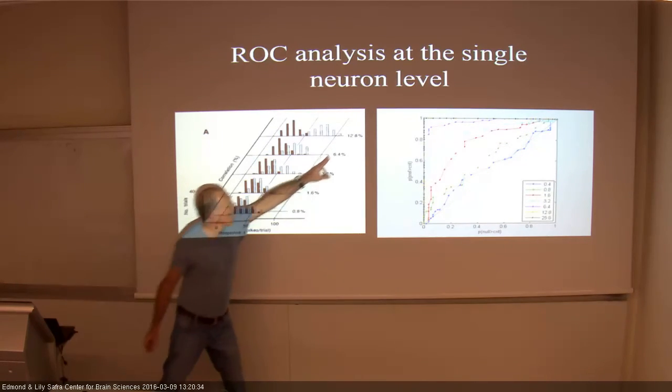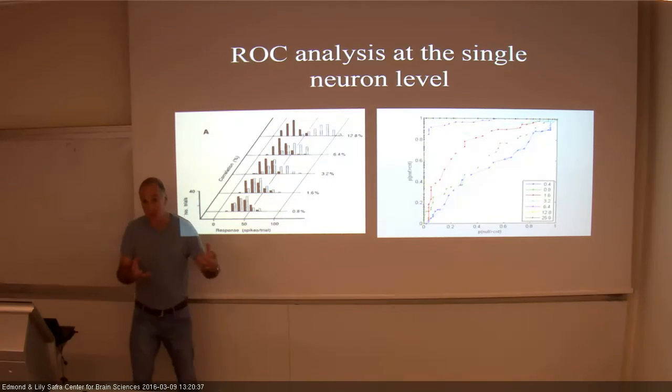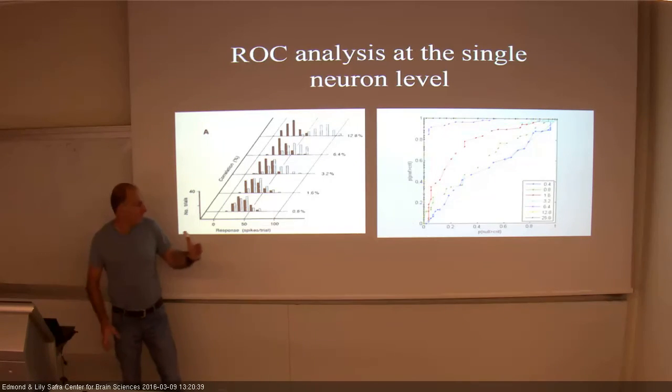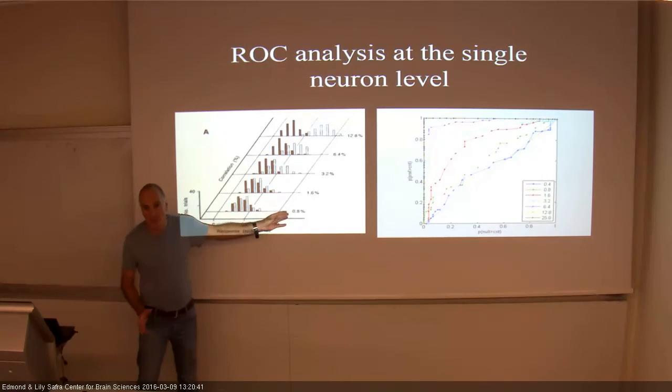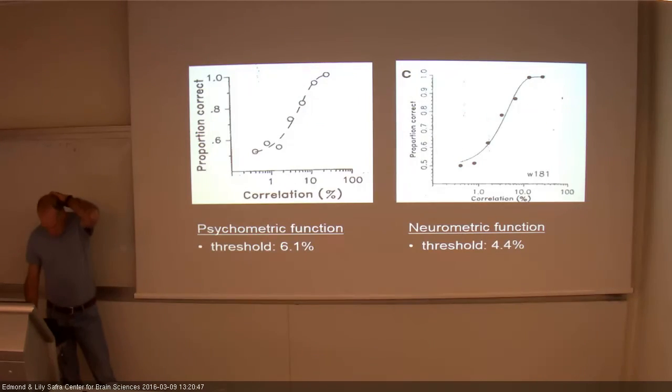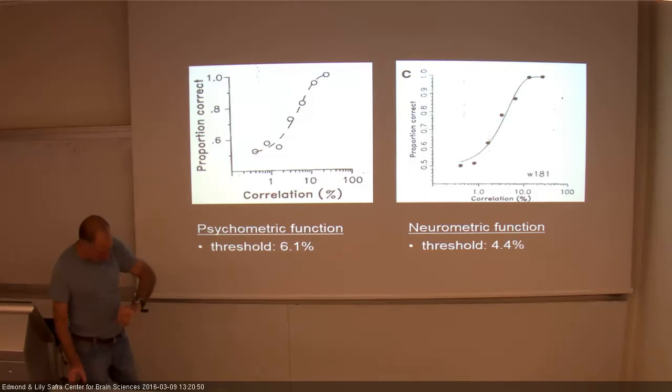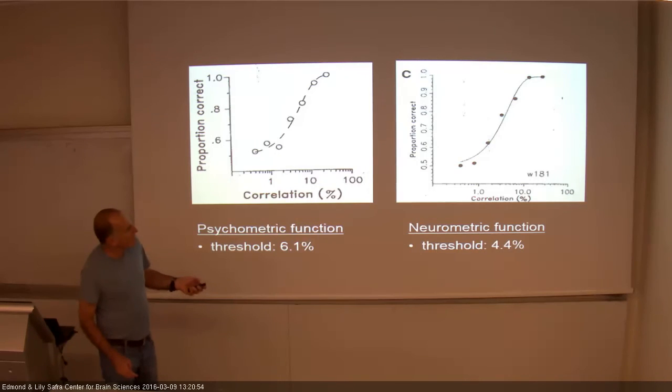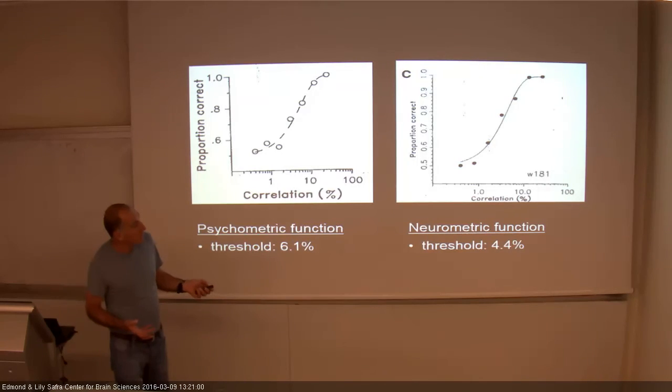Right, okay, so this number here corresponds to the motion signal that you have. The weaker the motion signal, of course, the more difficult it is to determine if it's in one direction or the other. So when you apply this, you can now compute what's called a neurometric function, which corresponds to the performance as a function of the coherence level. How many dots moved in a coherent fashion?